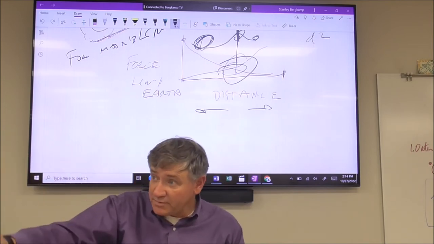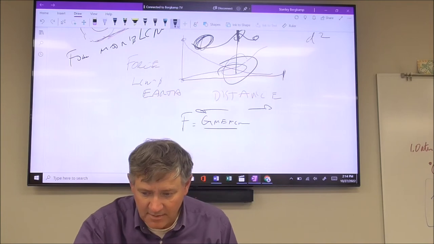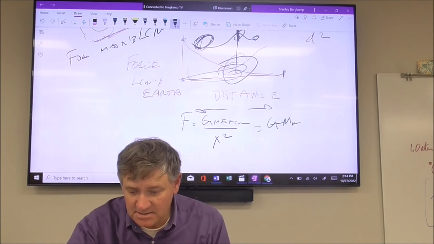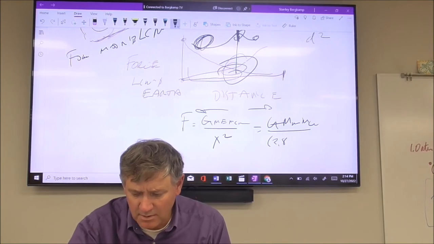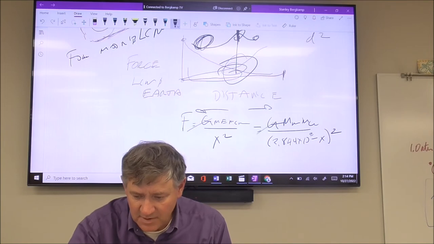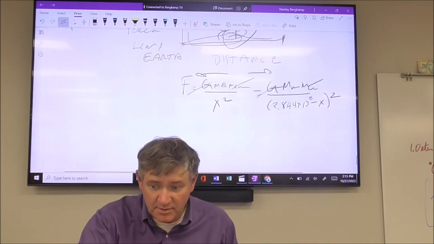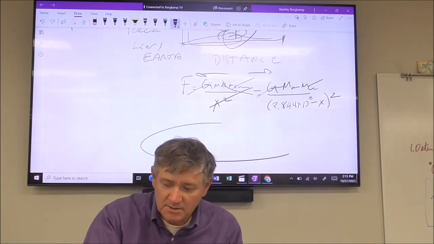So this is what we went through yesterday. That force equals big G, mass of the Earth, mass of the lunar command module, divided by that distance, which we don't know, squared. And that equals big G, mass of the moon, mass of the lunar command module, divided by the whole distance, 3.844 times 10 to the 8th, minus x, quantity squared. So the big G cancels out, the mass of the lunar command module cancels out, and then you go through that whole process when you cross-multiply. This is how you get your two roots.